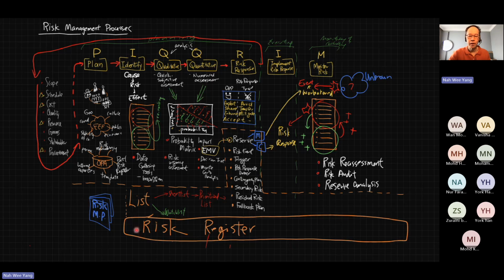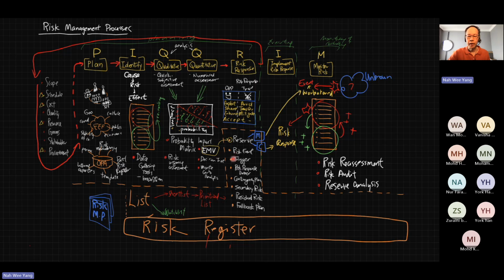Started from identify, we further rank them qualitatively, and then we quantify it, and then we add more information on the risk response. And these are all still under the risk register. So you can see that it stretches all the way up to monitor and control.